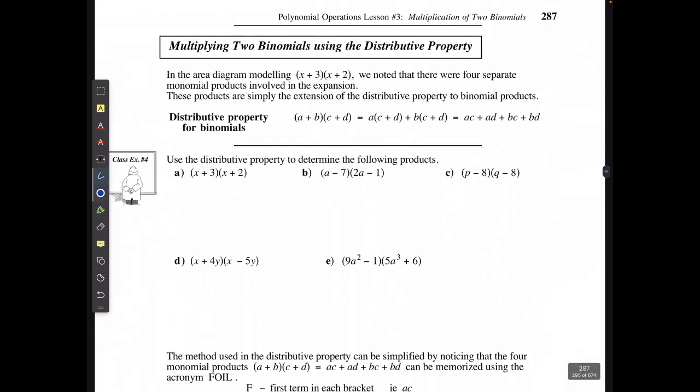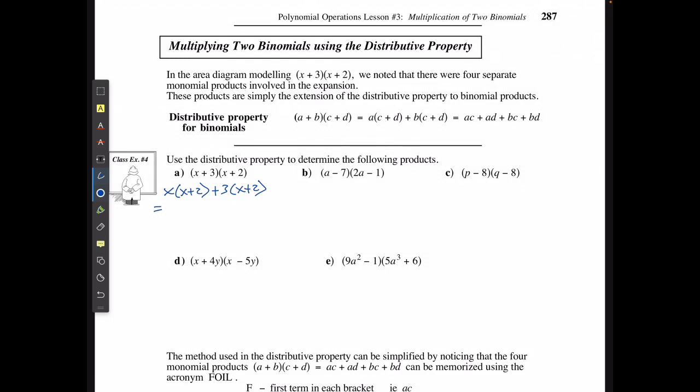I can also use the distributive property. In this case, when we're using the distributive property, that means the first term would get multiplied into both parts, and the second term would get multiplied into both parts, just like when we had the monomial. So it's going to be x times (x plus 2) plus 3 times (x plus 2).